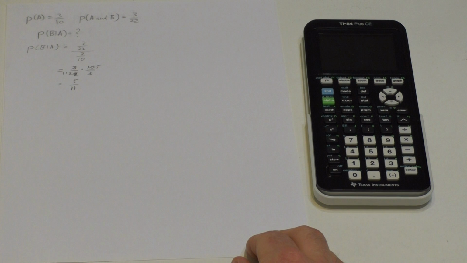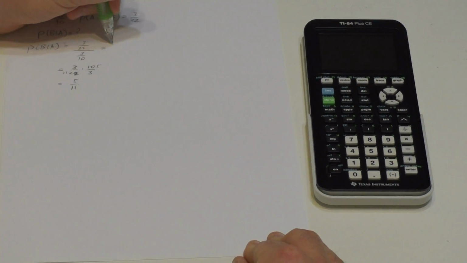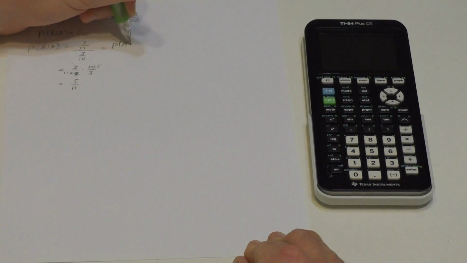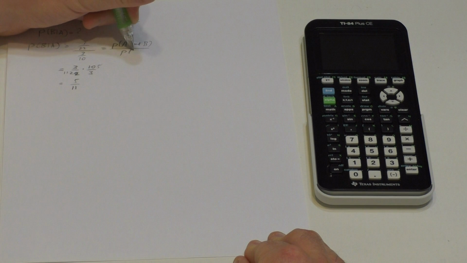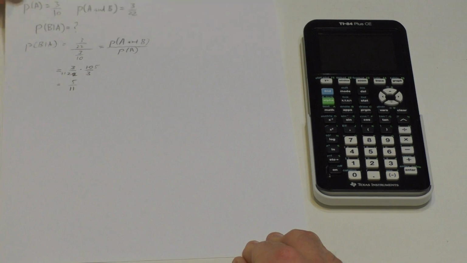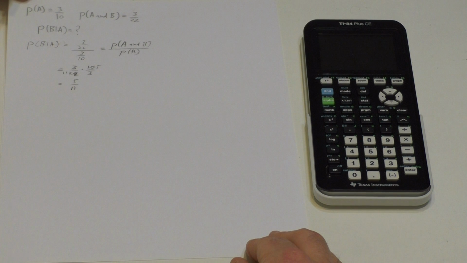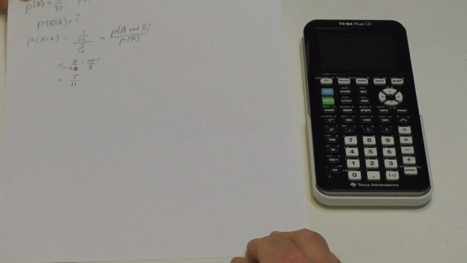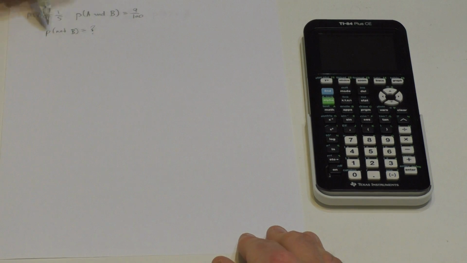Again, just to reiterate, this comes from this formula right here: probability of A and B over the probability of A. So that's A and B divided by probability of A. There's our conditional probability when we have some dependent events. Now, here's a problem with not B.